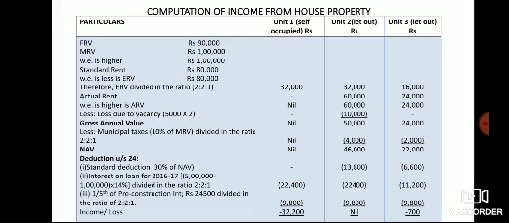The first deduction is your standard deduction, which is 30% of NAV. Here, for the first unit, there will be a dash, no deduction. Second unit will be 13,800, which is 30% of 46,000. And unit 3, 6,600, which is 30% of 22,000.